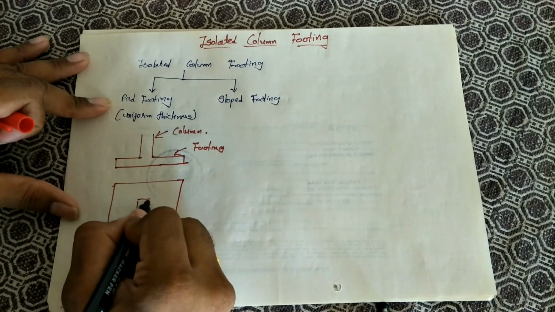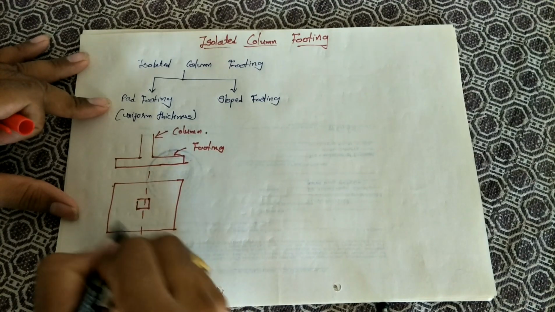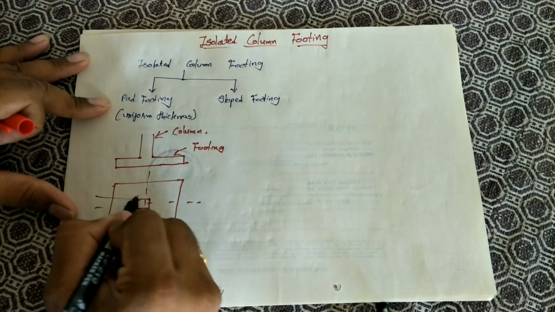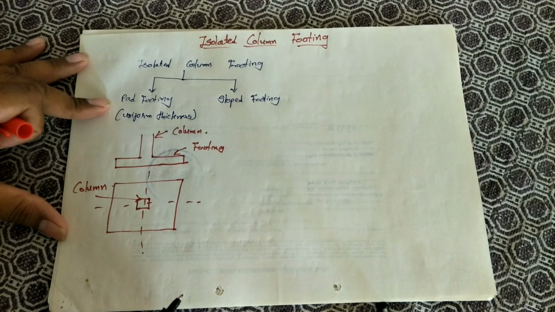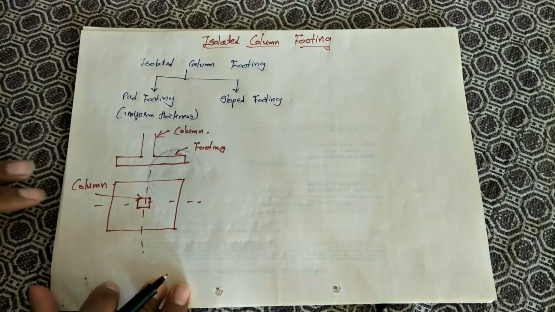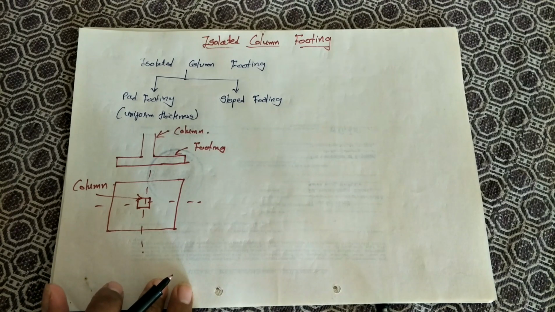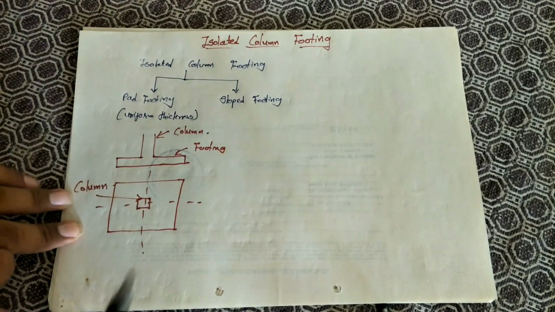then this will be your column. Okay, this is your column and this is your footing. So there is only a thickness of footing. This is the same as your slab.